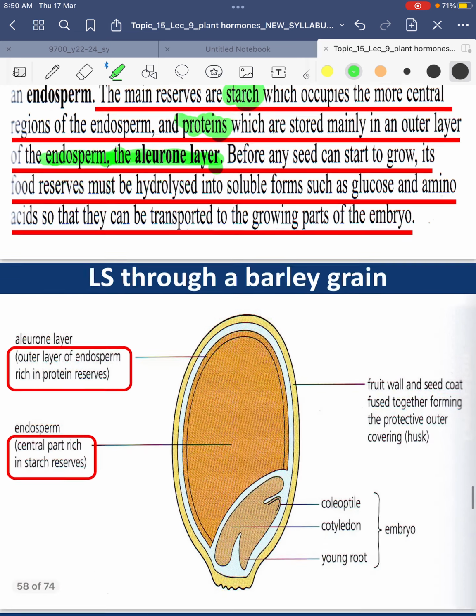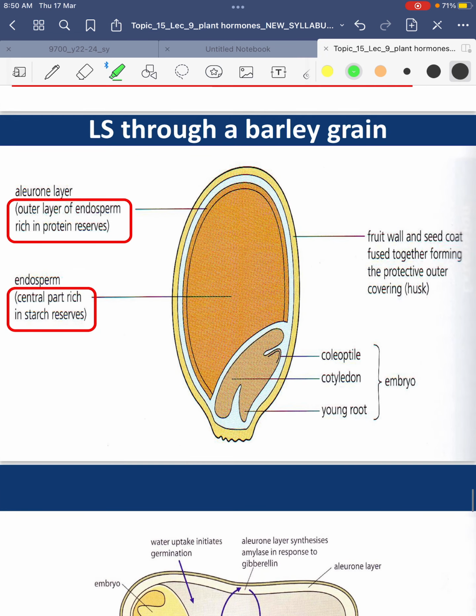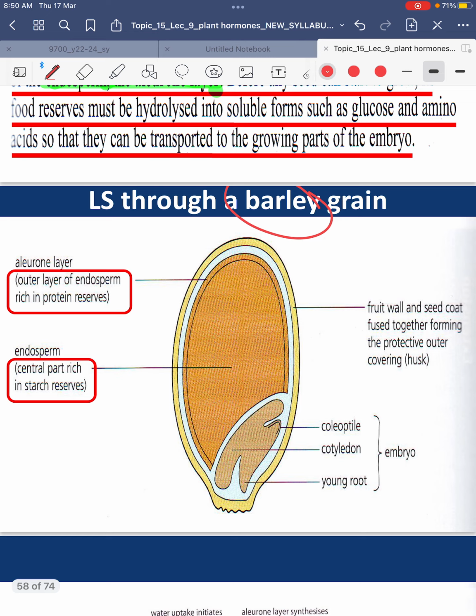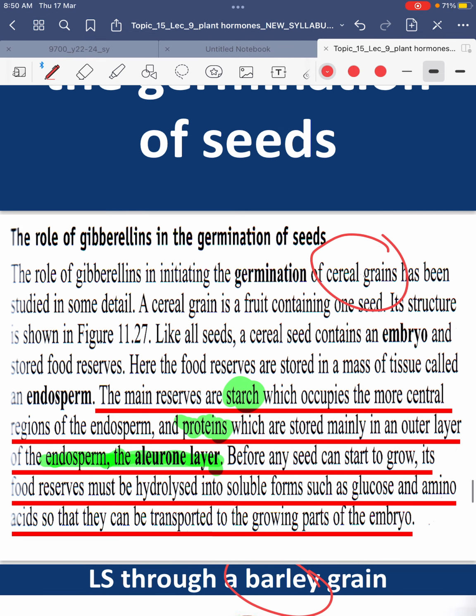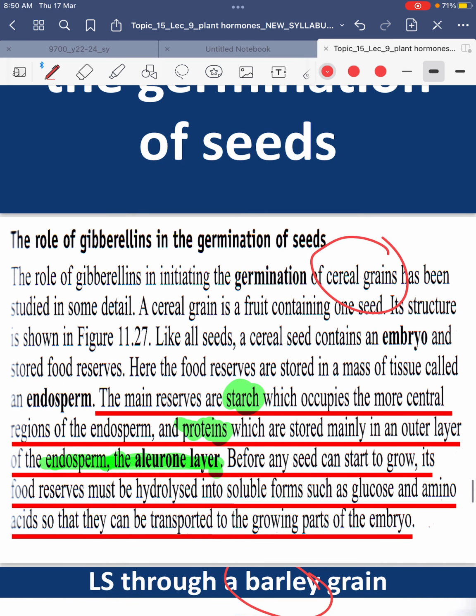So let's study the internal structure of this grain or seed, and this is using barley. Barley is a type of cereal grain. Cereal, in Malay we call it bijirin. Things like padi, these are all cereal grains: wheat, barley, oats.